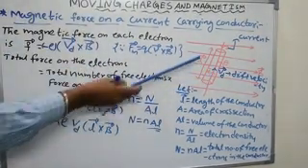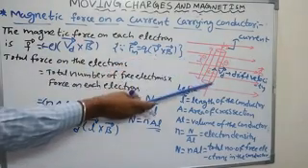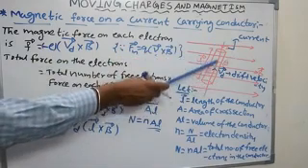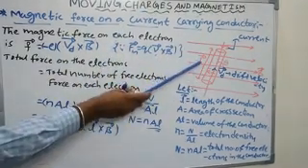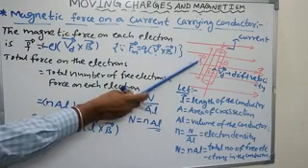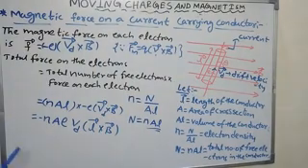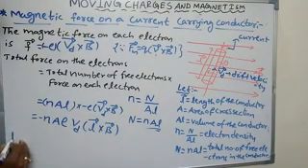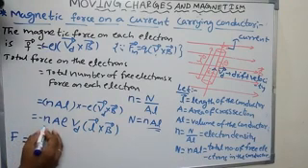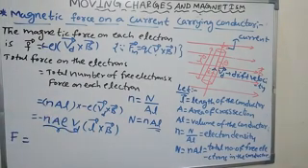Once again, the length of the conductor is along the direction of current, and the current direction is opposite to the direction of the electron. That's why the direction of the length of the conductor and the direction of the drift velocity are both opposite. Now I can write the total force acting on a current carrying conductor in a uniform magnetic field: F is equal to n A e Vd.